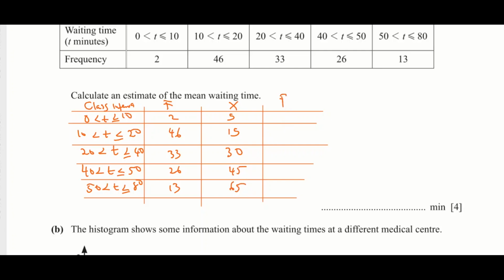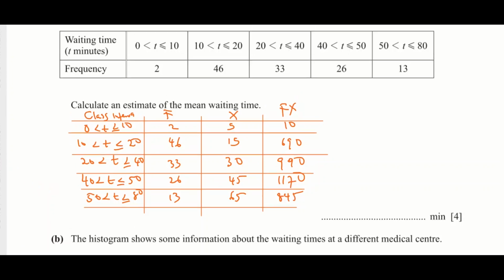So I need to get the product of f and x here. So this will give me 10, this and this, 690, this and this. That will be 990. So this and this will be 1170, and this will be 845.